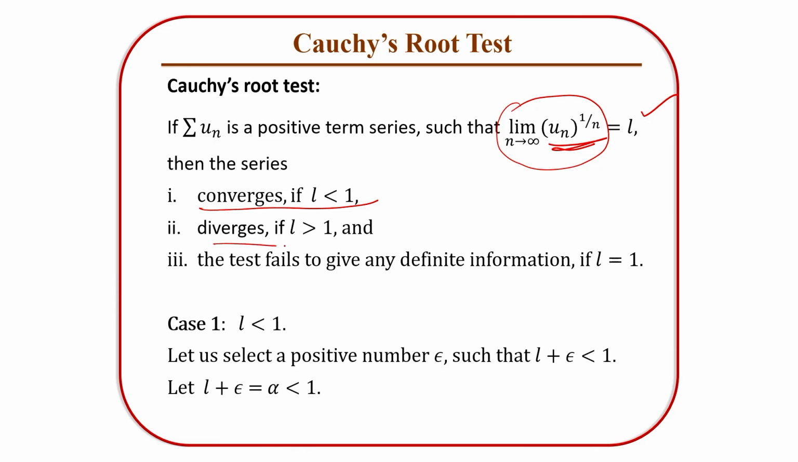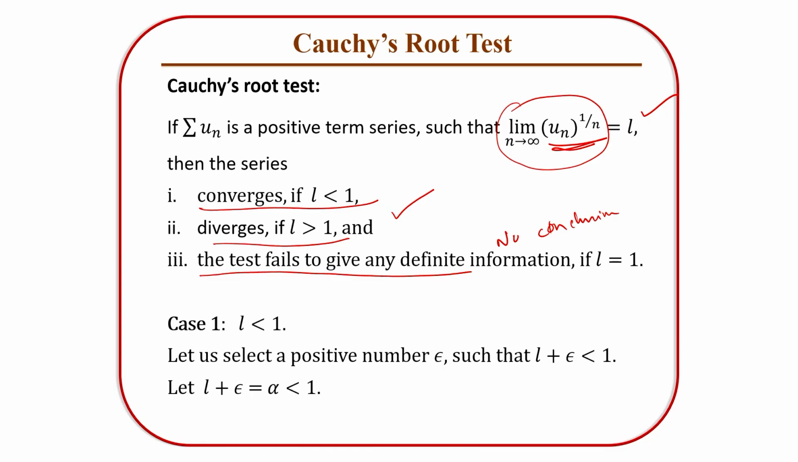Is it less than 1? If it is less than 1, then it converges. If it is greater than 1, then it diverges. Strictly less than 1 and strictly greater than 1. What happens when L equals 1? There is no conclusion, so the test fails, because there are some examples where some series with L equal to 1 are converging and others are diverging. So, that is why there is no conclusion at L equal to 1.